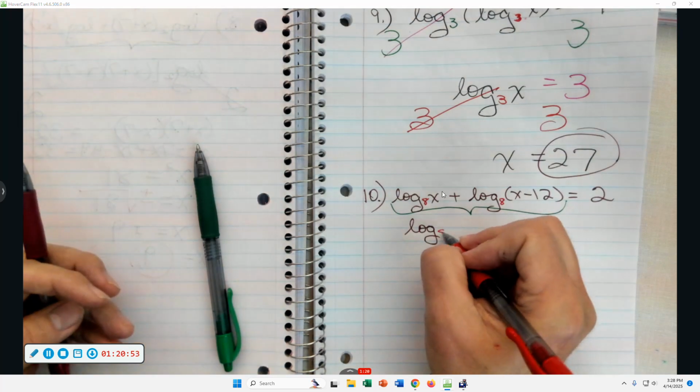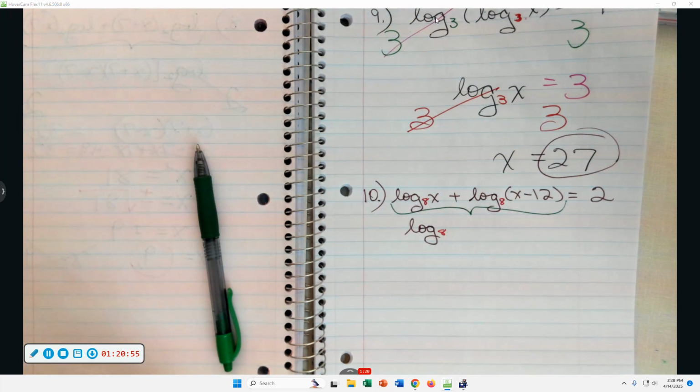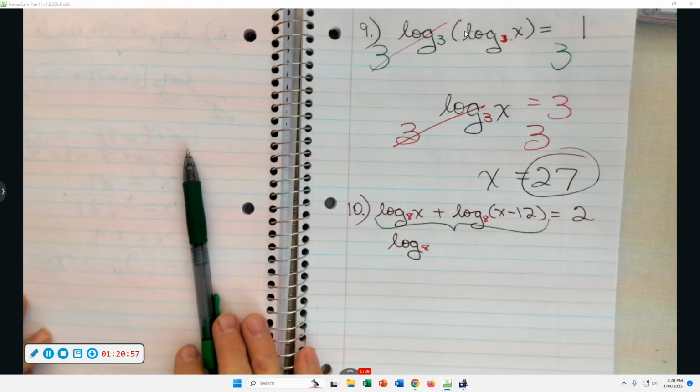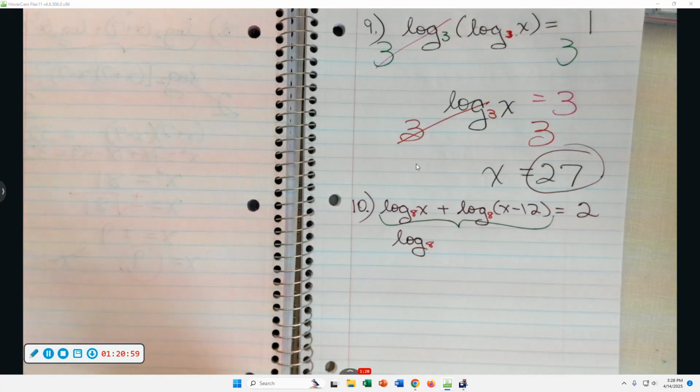Another reason I put this problem next is I wanted to make sure y'all see the difference and don't get carried away with number 9 and just start going 8, 8, without doing this condensing. Okay? Hopefully you see how it's different. Log times log versus log plus log.